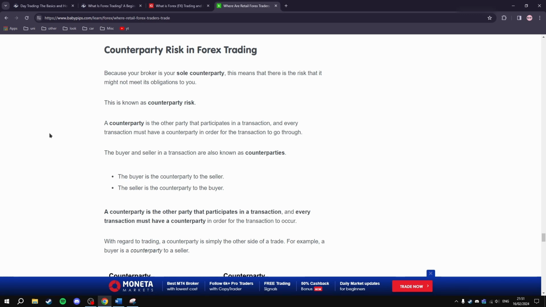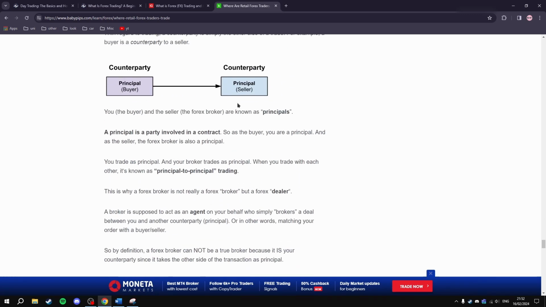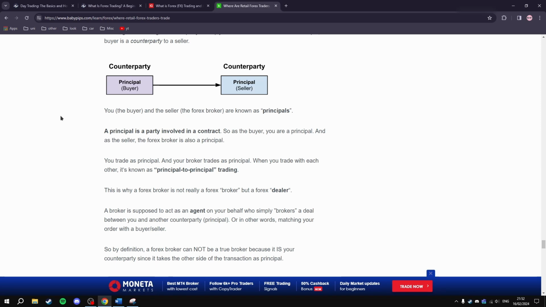With regard to trading, a counterparty is simply the other side of the trade. For example, a buyer is a counterparty to the seller. So, principal buyer, principal seller, counterparty, counterparty.